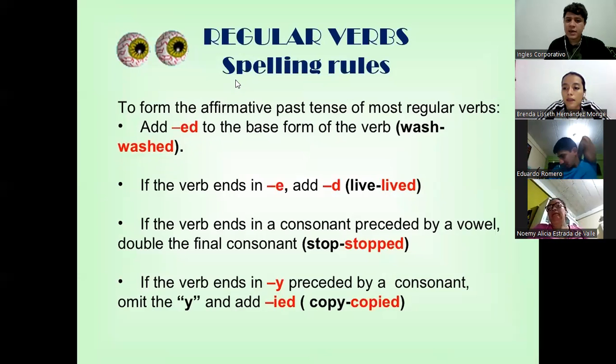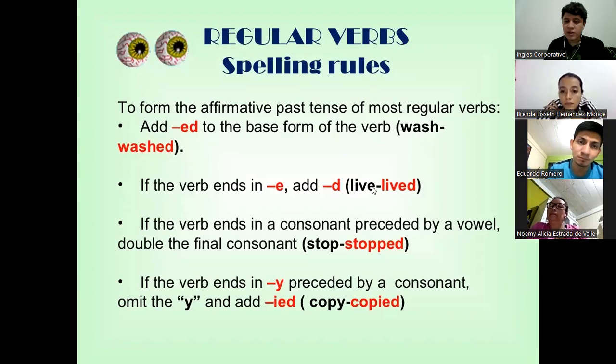Now, guys, a la mayoría de los verbos, usted le va a agregar ed, okay? Para los regulares. Pero dice que if the verb ends in e, add d. Si los verbos terminan en e, chicos, le van a agregar una d, okay? For example, tenemos el verbo live. It's live. Como terminan en e, solo le agrego una d.